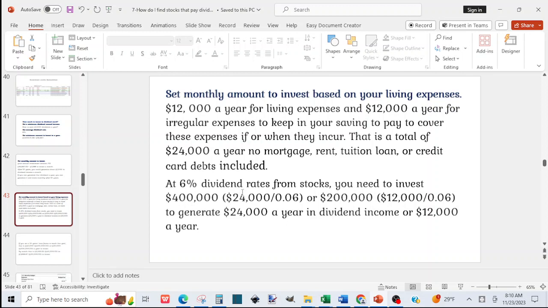to make $24,000 a year in dividend income, or $200,000 invested at 6% to generate $12,000 a year in dividend income. So you just take how much you want to make a year in dividend income divided by the rate you want the stock to be paying you, to find how much total you should invest to be making that money.